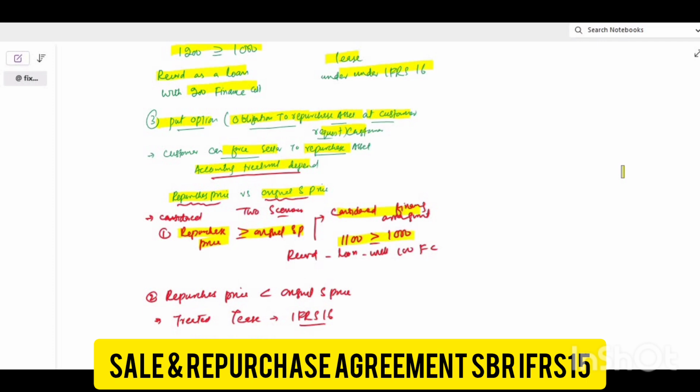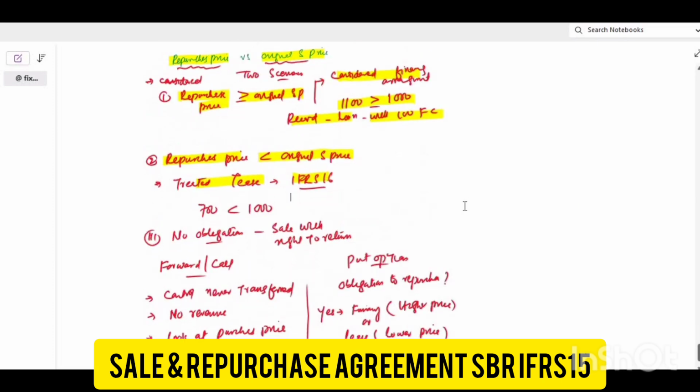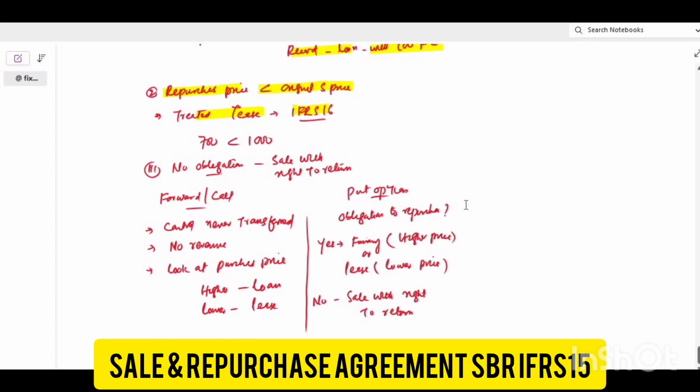This is the example: 1100 is the repurchase price and 1000 is your original selling price, and you will record it as a loan, and the extra amount will be your finance cost. And if the repurchase price is less than the original selling price, then you have to deal with it under IFRS 16, and that will be counted as IFRS 16, that is regarding lease.